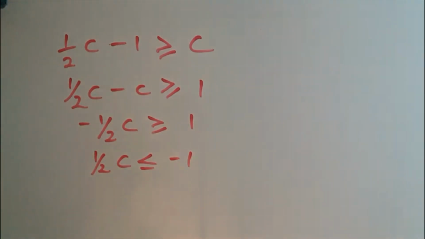If we want c on its own, we must multiply both sides by 2. So we have c now is less than or equal to minus 2.